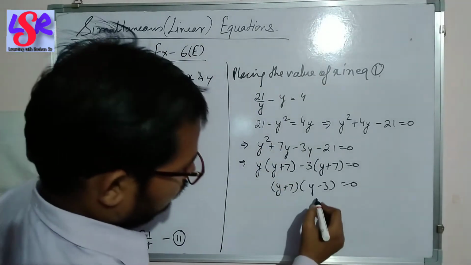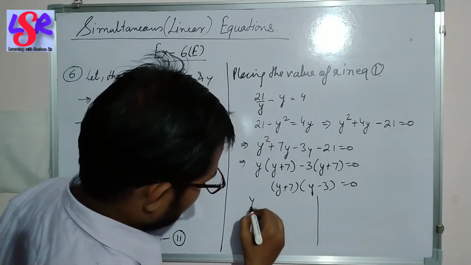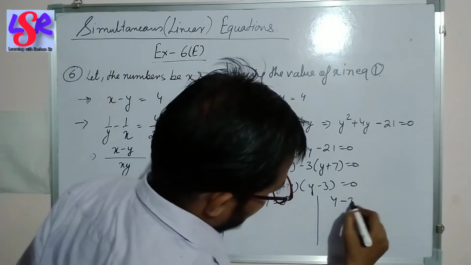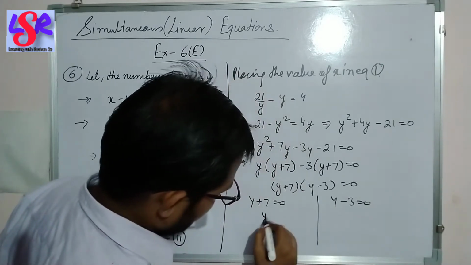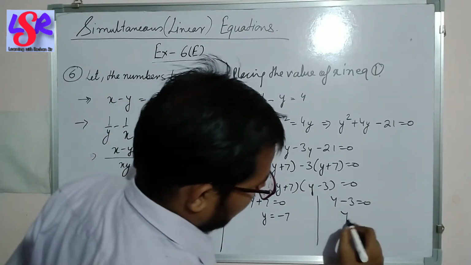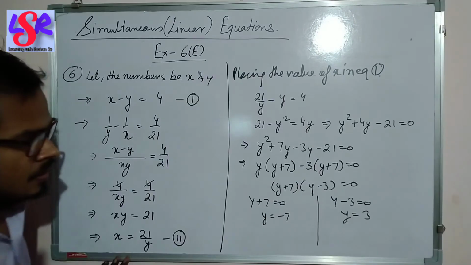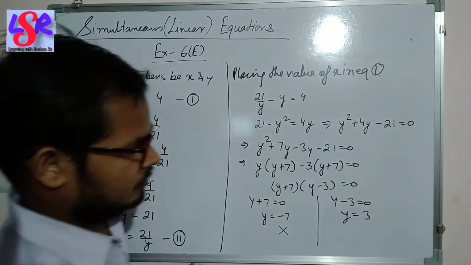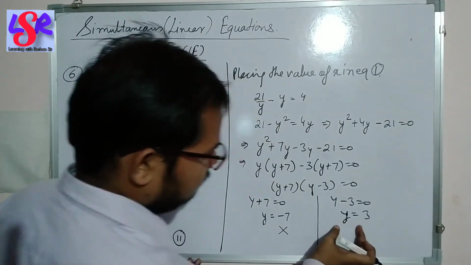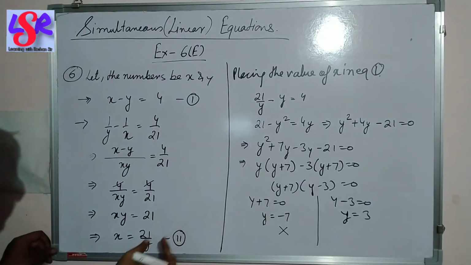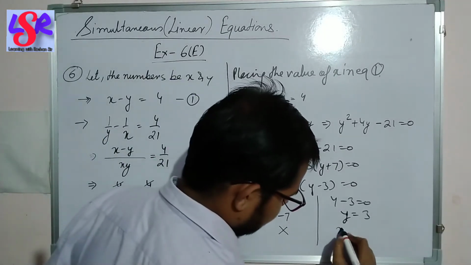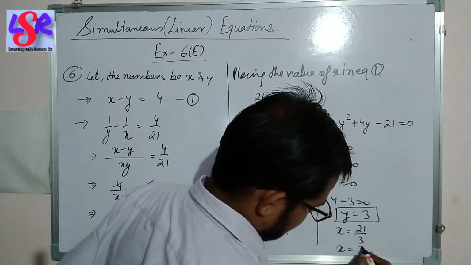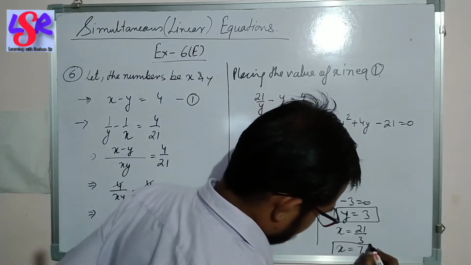Now we can get the two values of y as y plus 7 equals to 0 and y minus 3 equals to 0. So y equals to minus 7 and y equals to 3 from here. As the required numbers are positive, this one is not taken, and we'll focus on this one only. And when we place the value of y equals to 3 in equation number 2, we get x equals to 21 upon 3. That is x equals to 7 as the answer.